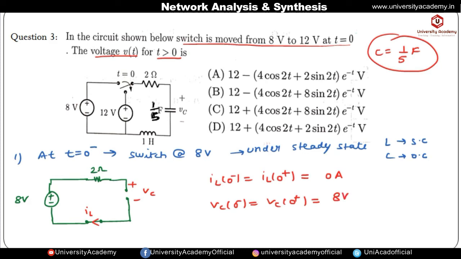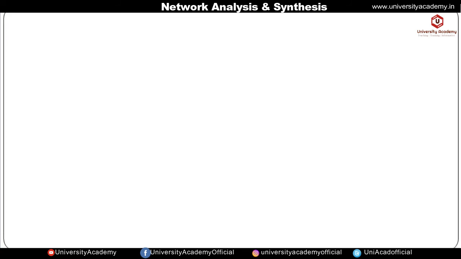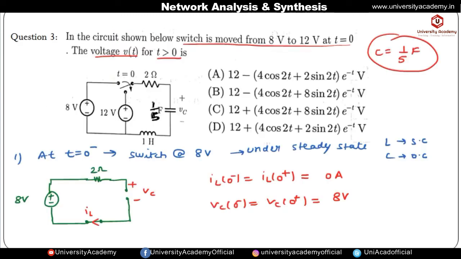Now for t greater than 0, this switch will be connected to the 12 volt voltage source. So let us draw the circuit for t greater than 0. The switch is now connected to the 12 volt voltage source. Then we have a resistance of value 2 ohm, a capacitance of value 1 by 5 farad, and then an inductance of value 1 henry.